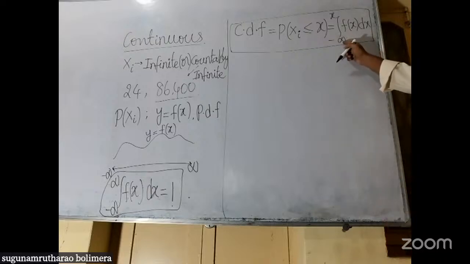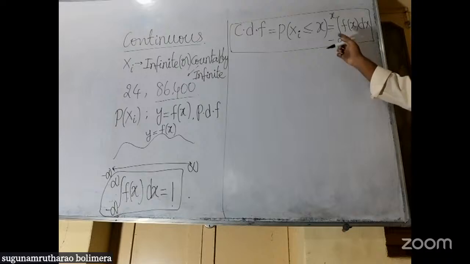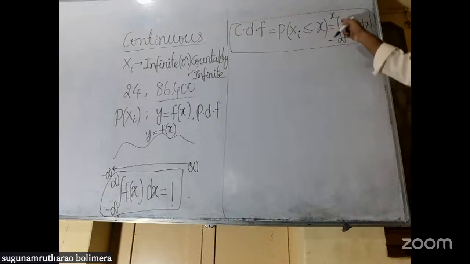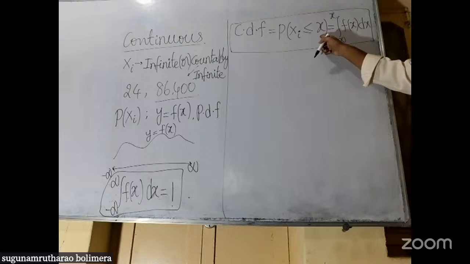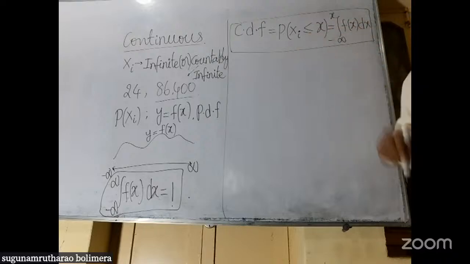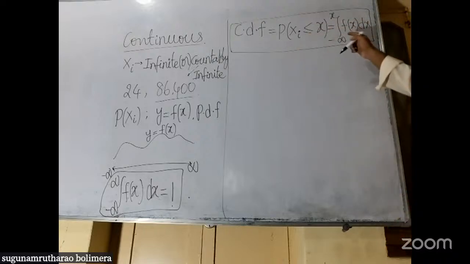Starting somewhere, maybe from 0, it may be from 1, or it may be from 2, based on the given data, up to that x. X is any given value. Up to that, you have to add all the probabilities. That probability density function will be given. So this is the cumulative distribution function.